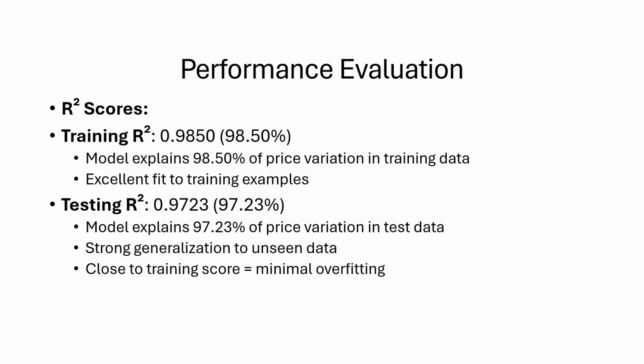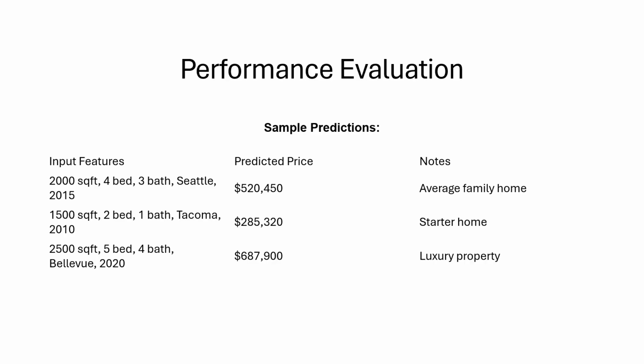So training R2, the model explains 98.50% of price variation in training data, and it's a great fit for training examples. And then for testing, the model explains 97.23% of price variation in test data. There's a strong generalization to unseen data, and it's close to the training score, which means minimal overfitting. Here's a screenshot of sample predictions that it made.